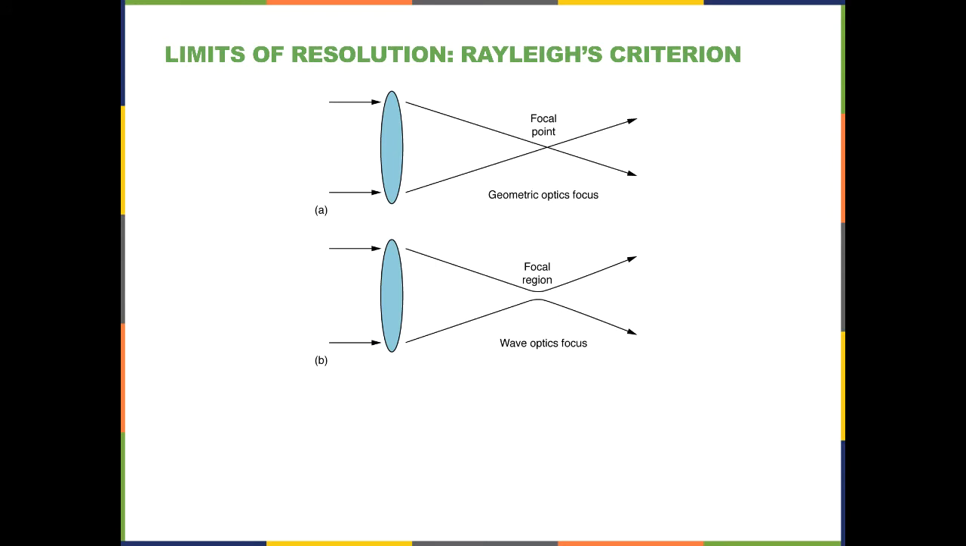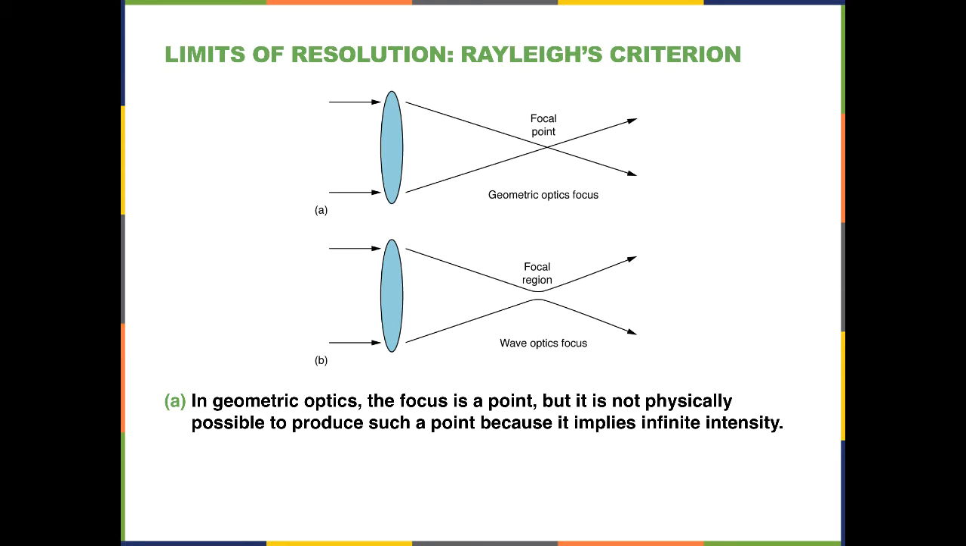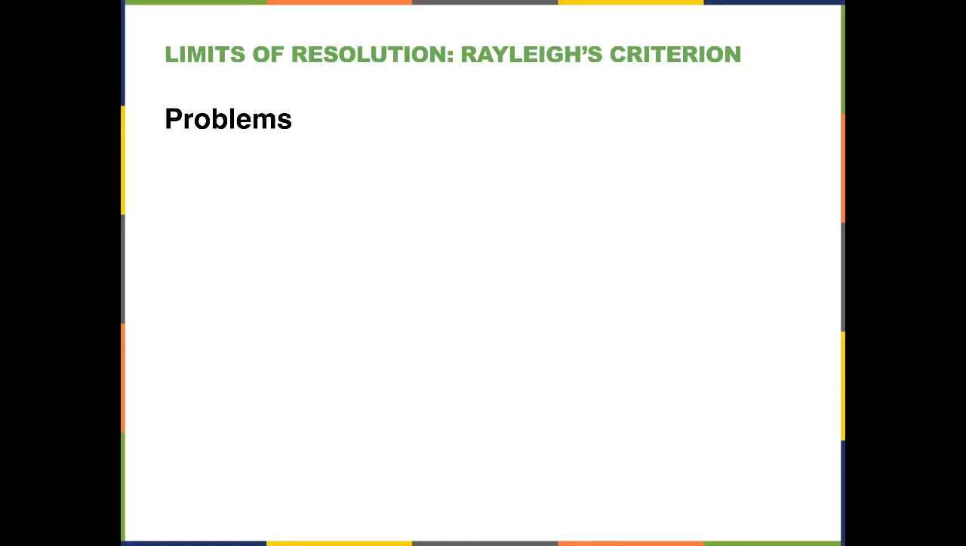And so when you look at the geometric optics of this, the focus is at a point, but it's not physically possible to produce such a point because it implies an infinite intensity. And so it doesn't happen because intensity is not infinite. In wave optics, the focus is a region as opposed to a point because of the limited intensity. So let's take a look at how we would resolve problems related to this phenomenon.